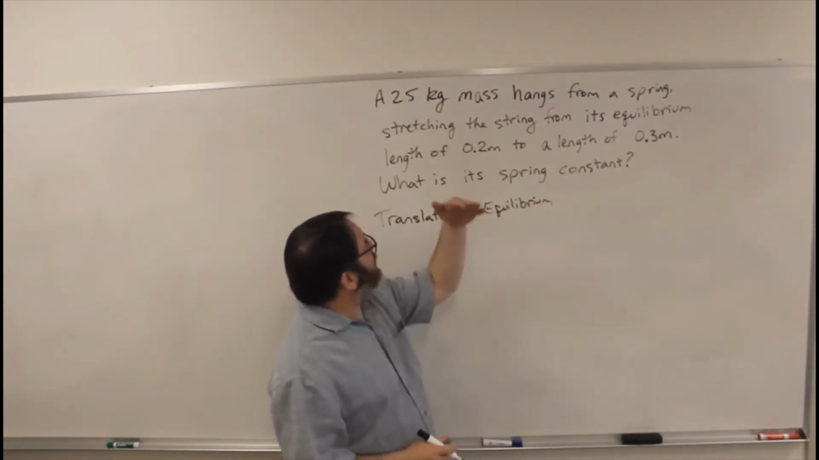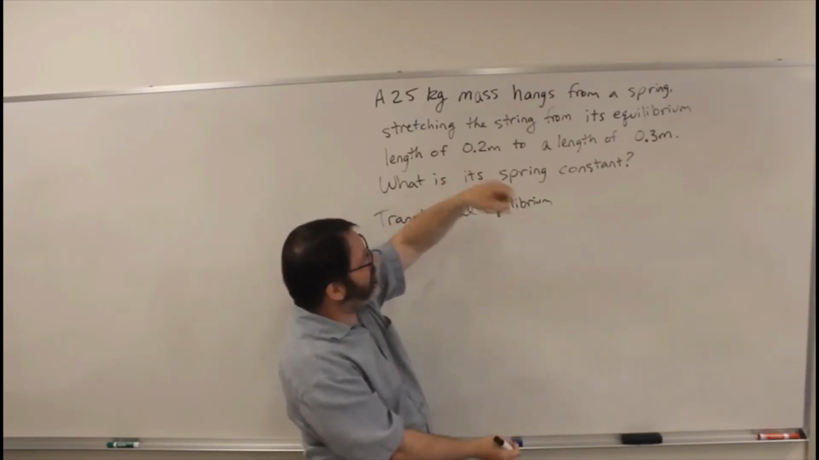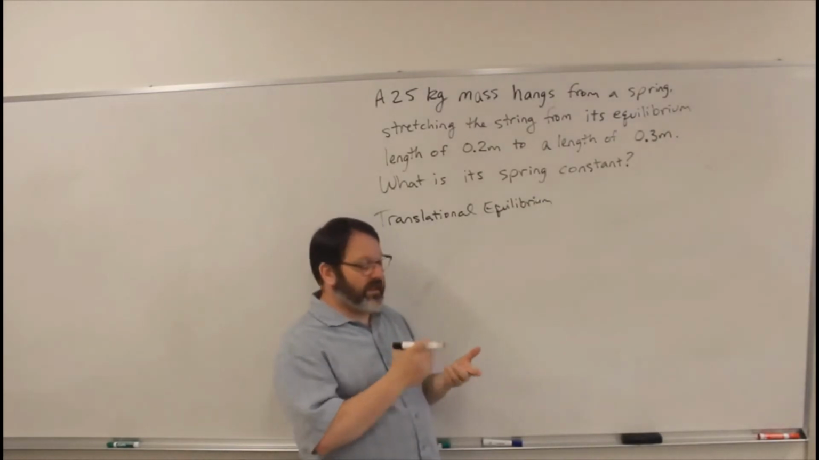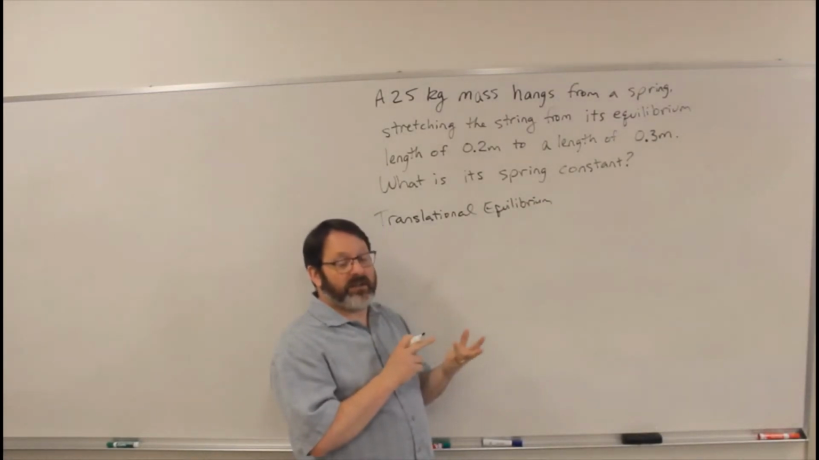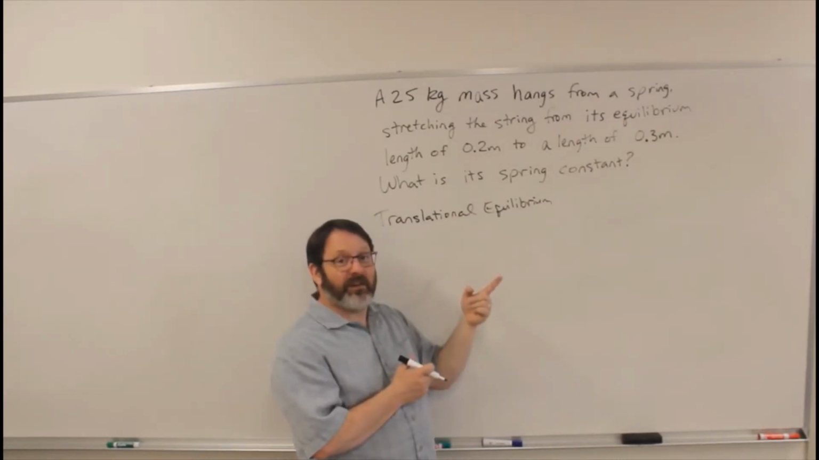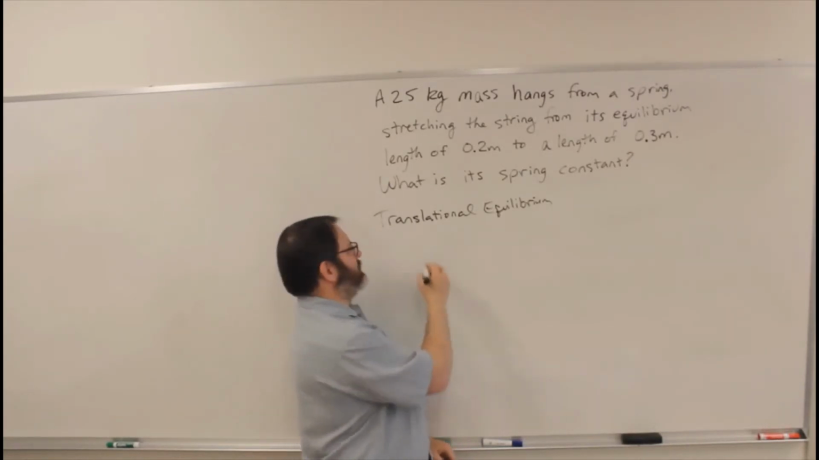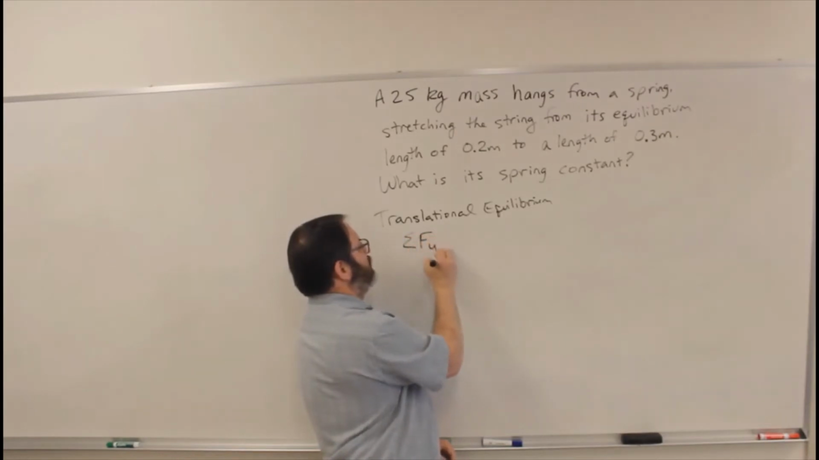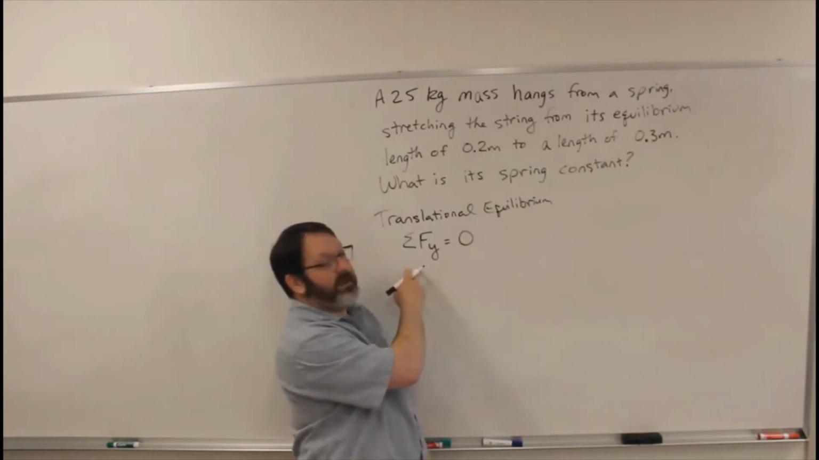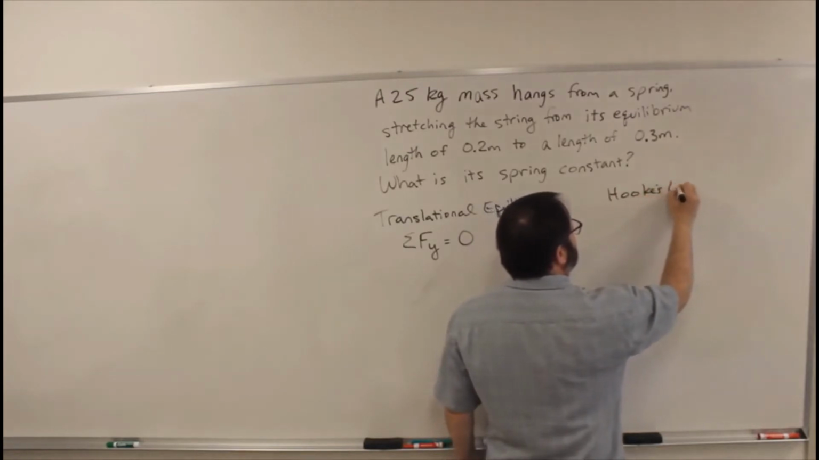A 25 kilogram mass hangs from a spring, stretching the spring from its equilibrium length to some other length. So translational equilibrium, that means the sum of forces in the x direction or the y direction, well actually both, are equal to 0. The x direction, it sounds like, isn't really involved in this problem. So I'm going to only look at translational equilibrium in the y direction. So the sum of forces in the y direction has to be equal to 0. So that's translational equilibrium. We're also going to be looking at Hooke's law.